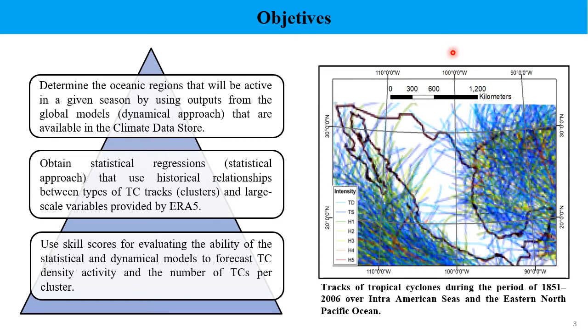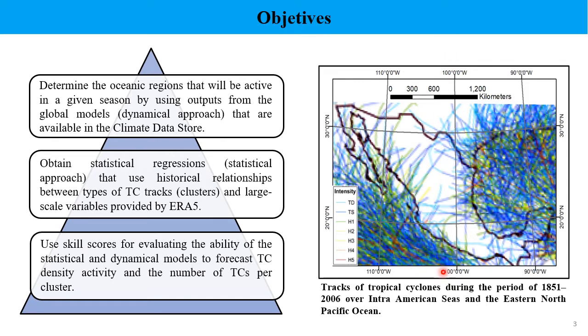The second is to obtain the statistical regressions that use historical relationship between types of tropical cyclone tracks and large-scale variables provided by the ERA 5. This is going to be the statistical approach. The last is to use skill scores for evaluating the ability of the statistical and dynamical models to forecast tropical cyclone density activity and the number of tropical cyclones per cluster.